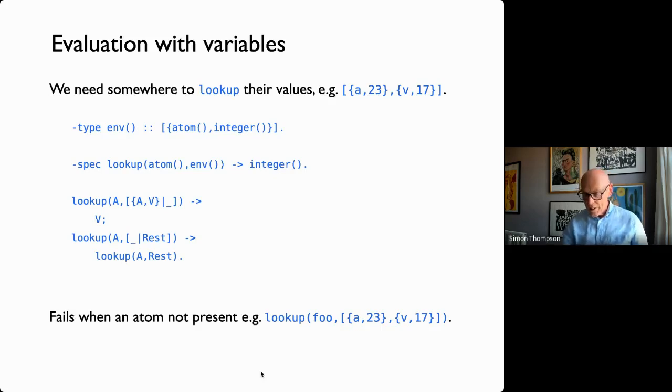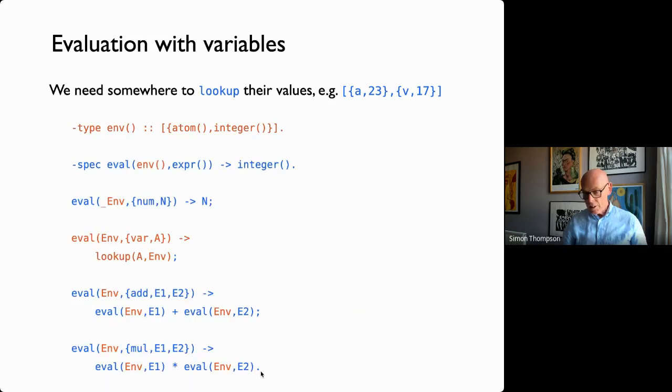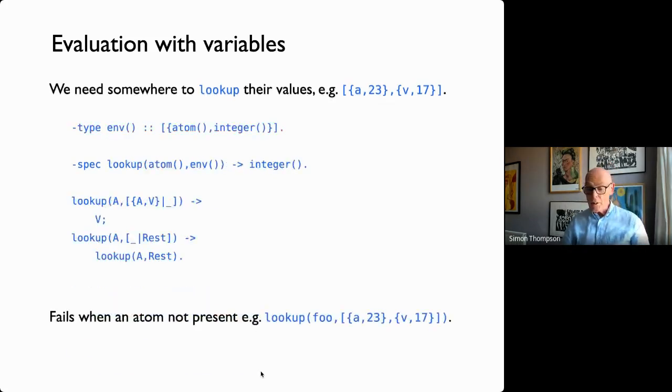So that completes our definition of evaluation. We've got the four clauses for evaluation, and we've got the definition of lookup, which does recursion over the list. And you can see there's no case there for an empty list. That will automatically fail if you apply it to an empty list.